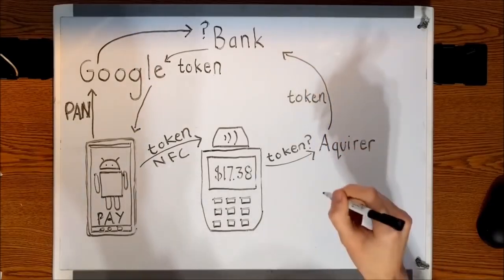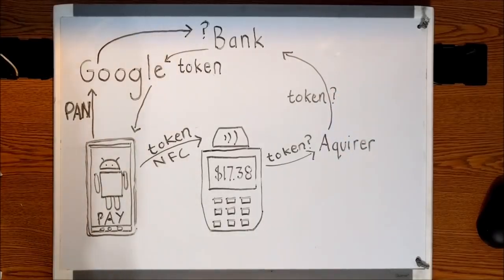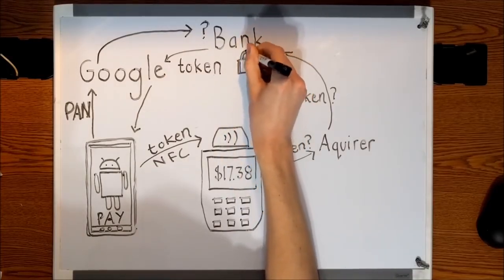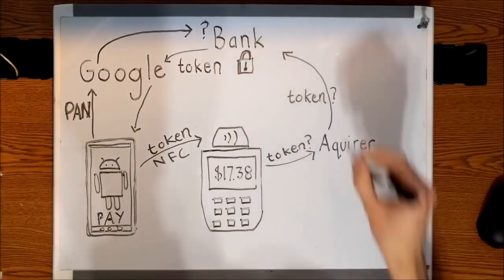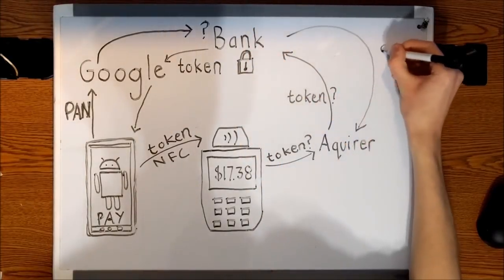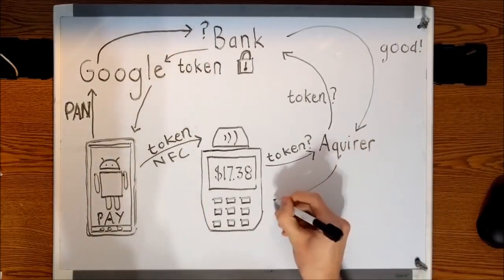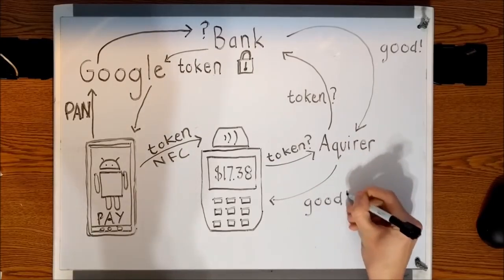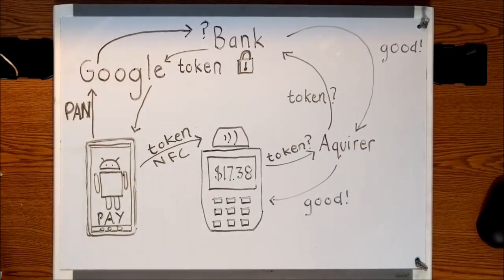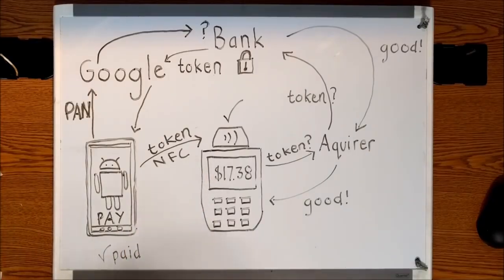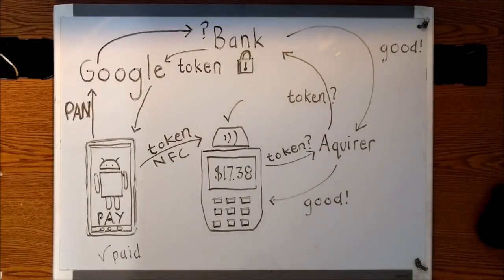The acquirer, with a good relation with your bank, checks the token with the bank. The bank will look in its secure vault. This vault holds all the tokens and matches them up with the real PAN, or the personal account number. If there's a match, the bank lets the acquirer know, and the acquirer lets the terminal know. The terminal in turn finally lets your phone know. You'll get a verification that the payment has gone through. At this point, your bank is free to charge your account, and the merchant never saw your card number.